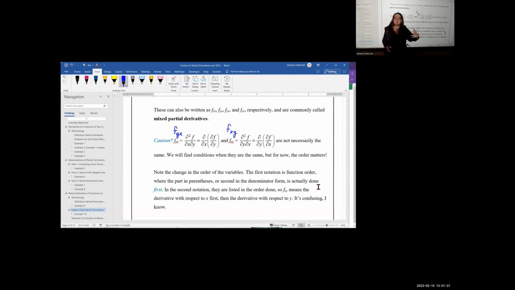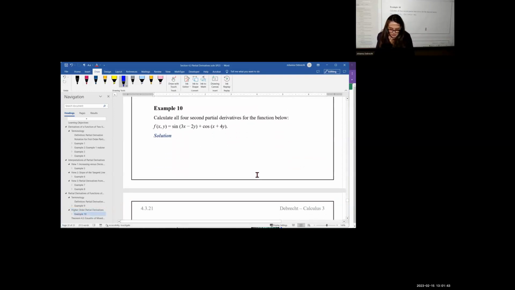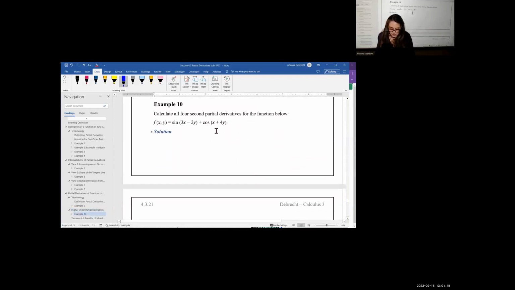So again, continuity, even though we don't actually prove that things are continuous very often, continuity is a huge topic and very important because it's a condition for many of the theorems we want to use. So let's go ahead and practice this one. Let's calculate all 4 second derivatives of this function.